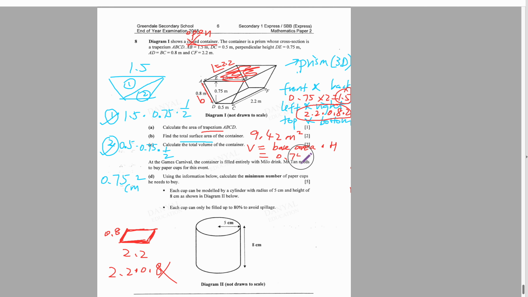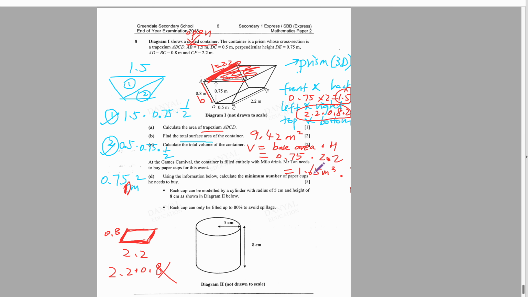0.75, oh it's not cm, sorry, it's m. So times the height. The height in this case is 2.2. The h here is the height of the prism. So 2.2 times this. Help me out. So I got 1.65. Okay, good. So it's meter cube.